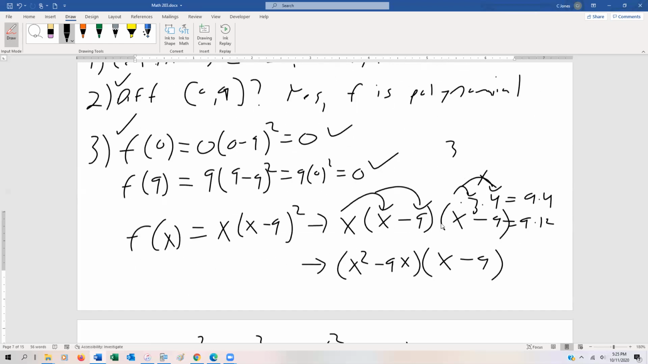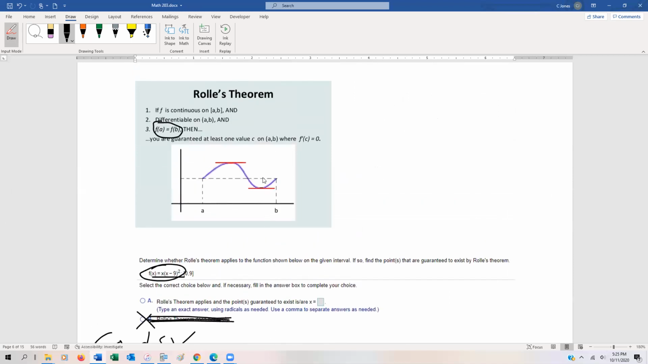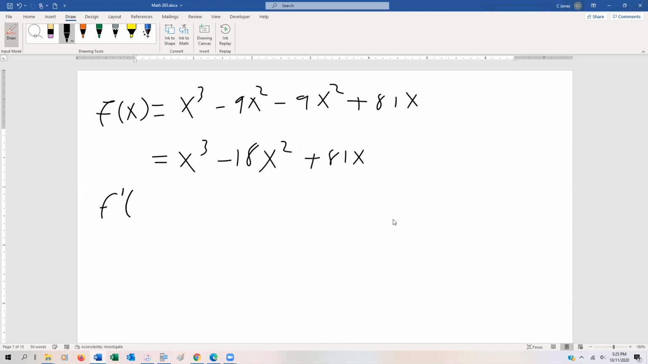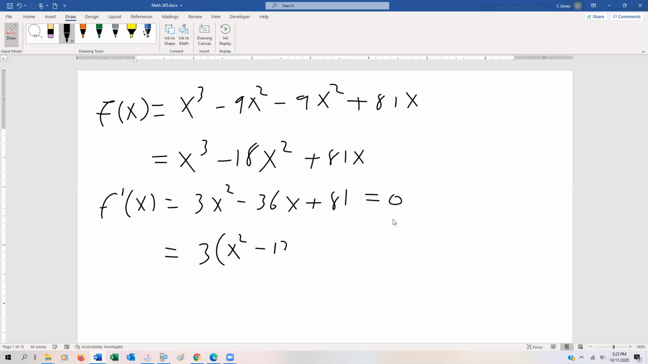And remember, what we're asked is we are asked to be able to find all the values that say f prime at c is equal to 0. Okay, so derivative, really easy, right? 3x squared minus 36x plus 81. And we're going to set that equal to 0. Fortunately for us, whoever gave you the problem knows that everything is divisible by 3. So we're going to wind up with x squared minus 12x plus 27.